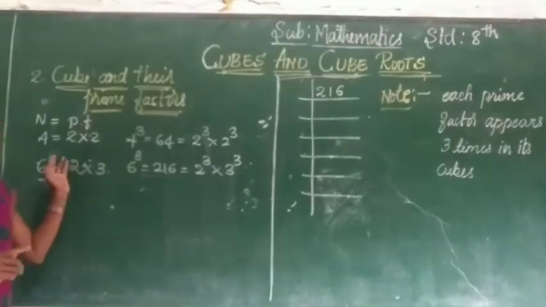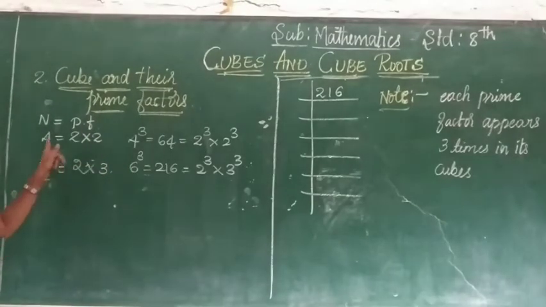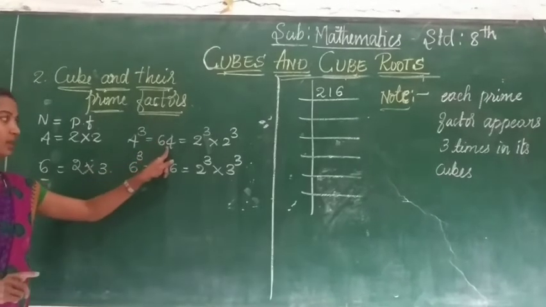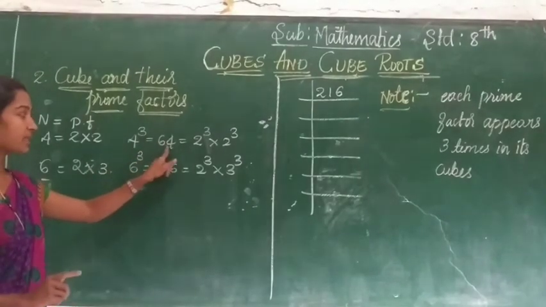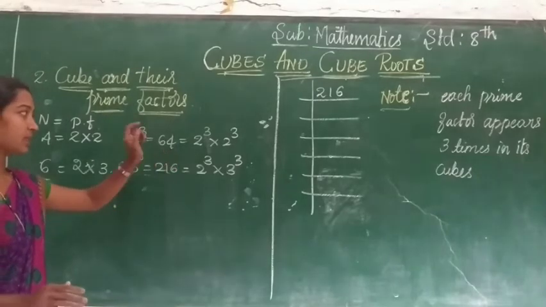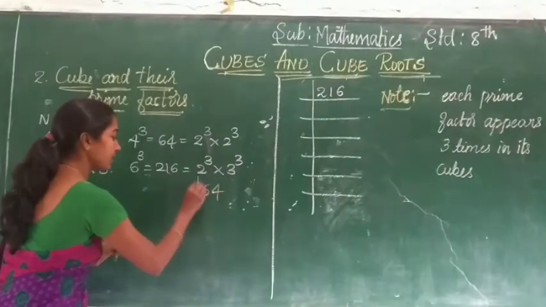See now, cube and their prime factors. Now let us come to the cube. 4 is a number, 4 cube value is 64. Now let us write 64 in terms of its factors like this.